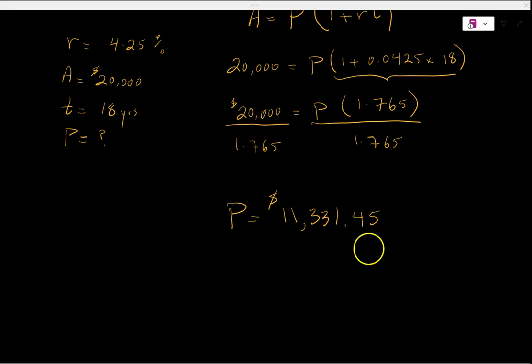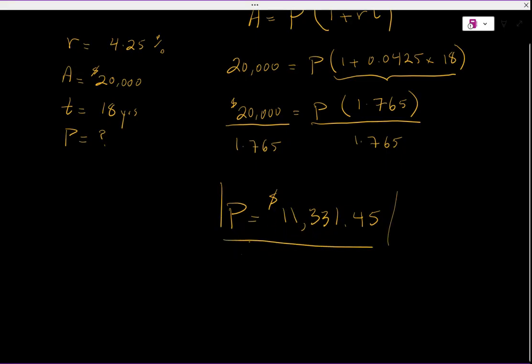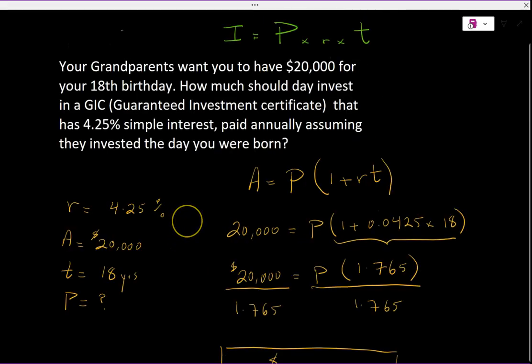Okay, and when you do that, you get $11,331.45. They probably rounded up to 11,332, and that is the initial investment they have put in 18 years ago for some kind of a college or schooling education for you. All right, so that's the first question.